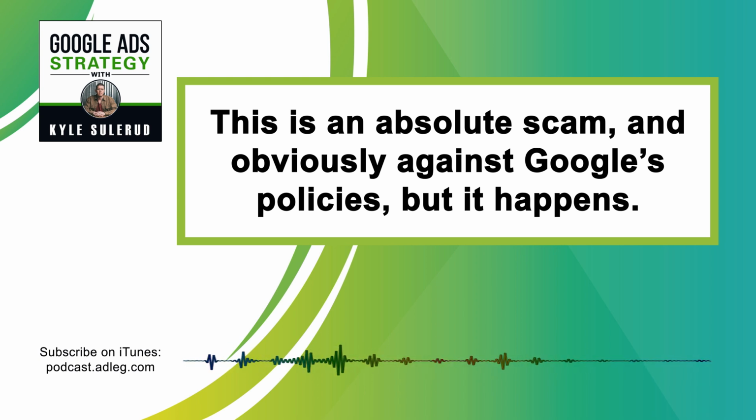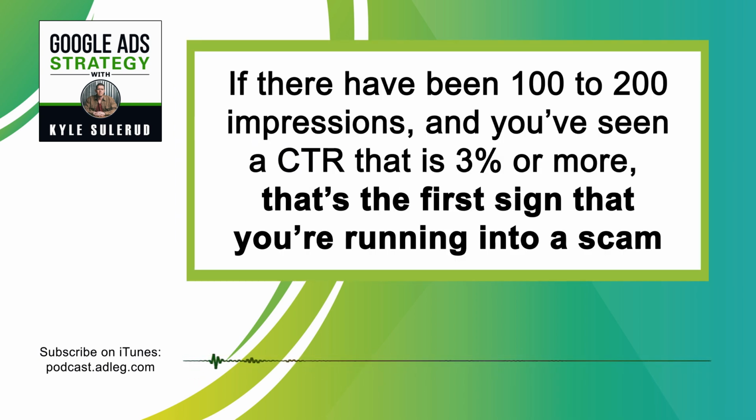And you can find these websites by actually looking for placements that have a high click-through rate. And I don't mean, sometimes you'll see a high click-through rate if there's only been 1 or 2 impressions from a website. Okay, that just by chance happens sometimes. But if there have been 100 or 200 impressions and you're seeing a click-through rate of 3, 4, 5% or more, that's the first sign that you're running into a scam, and you can just exclude that placement.